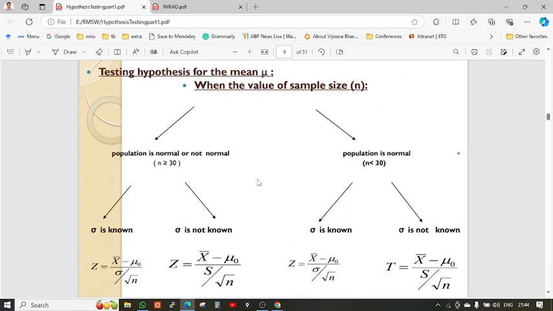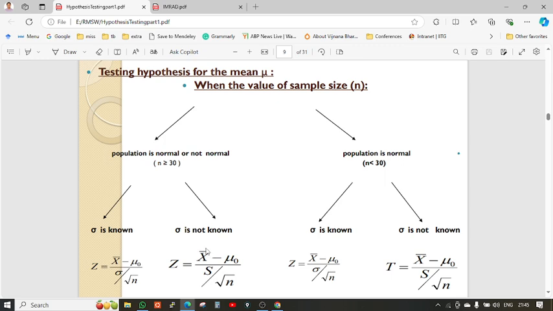So see here, testing a hypothesis for mu, that means the sample size is large. What happens if the population is not normal, or the sample is small, less than 30? If the population size is large, then we will treat these questions differently, and for the small population size, we will treat these questions differently. So sigma is known in one case, and in the second case sigma is not known.